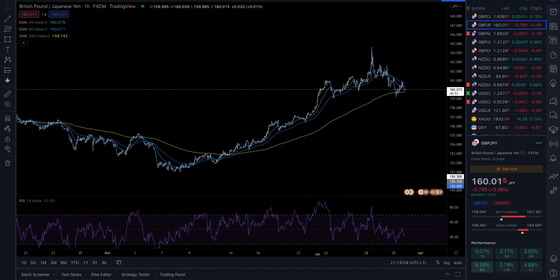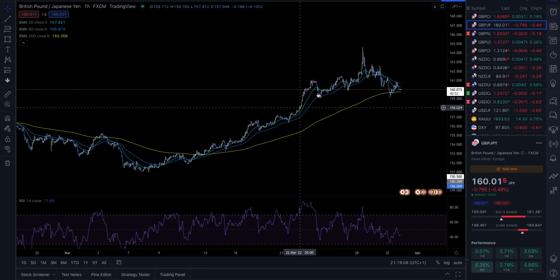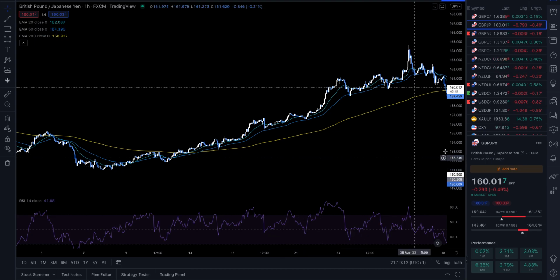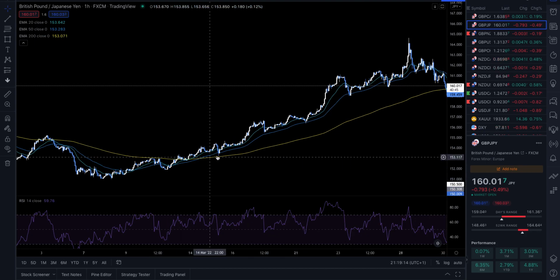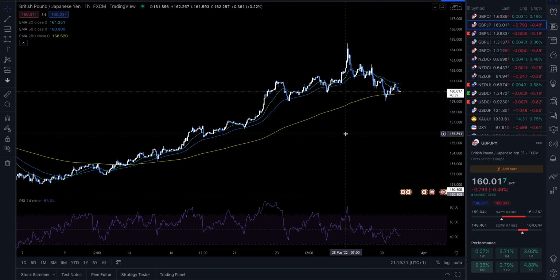And what we can see quite clearly is that since the 8th of March, GBPJPY has been in a clear uptrend, similar to yesterday's NZD/USD. The lows are becoming higher over time. The highs are also becoming higher over time, so obviously this is showing our uptrend.